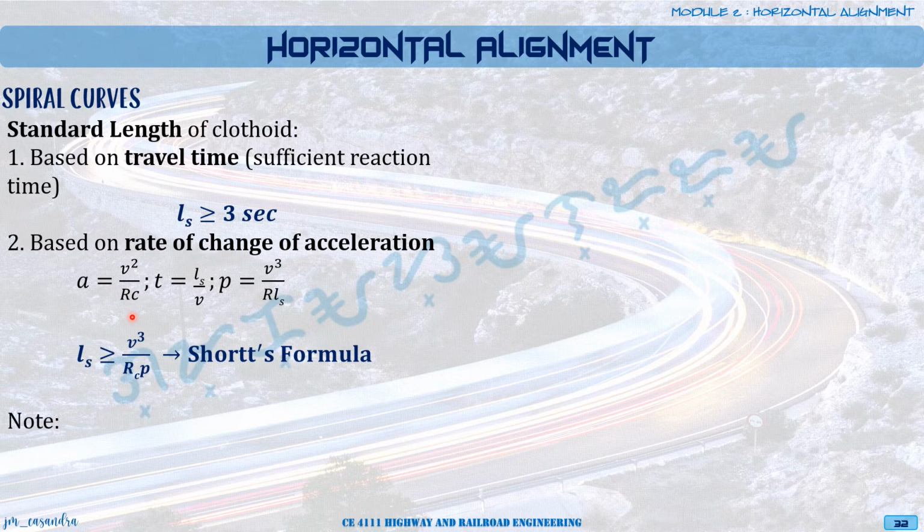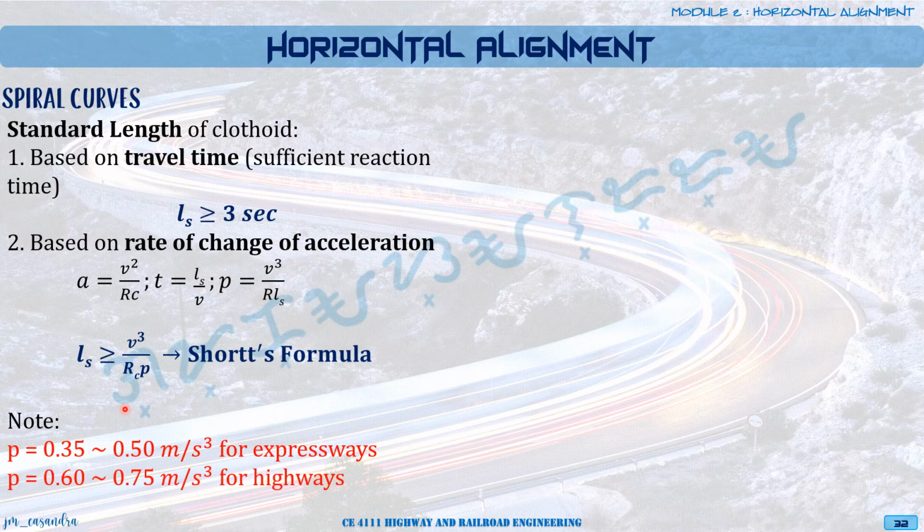Take note that for expressways, the range of the jerk is 0.35 to 0.5 meters per second cubed. And the allowable jerk for highways, urban and rural, will be 0.60 to 0.75 meters per second cubed. So another value that we have to compare for Ls would be based on aesthetics.